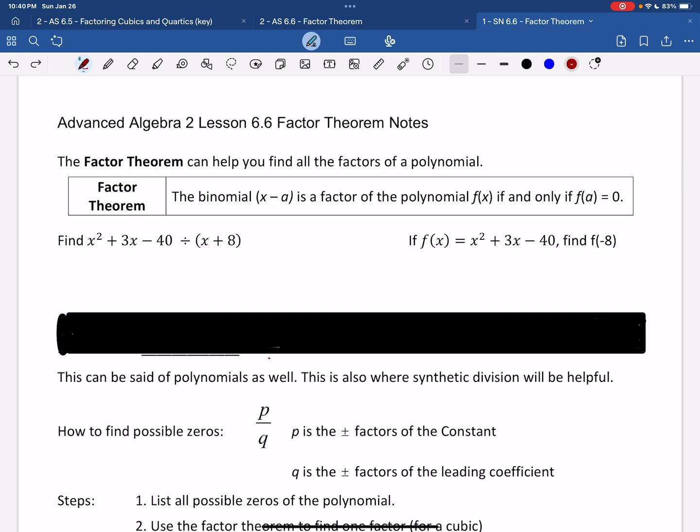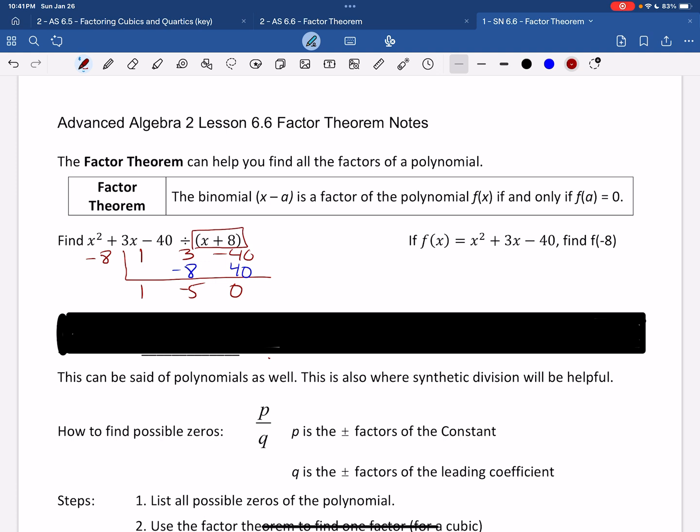Here, this binomial x plus 8 would give me a negative 8 that I'm dividing by. And then this will be 1 and 3 and negative 40. I'm going to bring down the 1, and negative 8 times 1 is negative 8. I'm going to add that up and get negative 5. Negative 8 times negative 5 is 40. I'm going to add that up and get 0. So we can see that x plus 8 is a factor of x squared plus 3x minus 40, and the quotient is x minus 5.